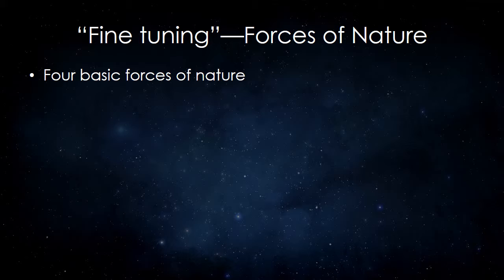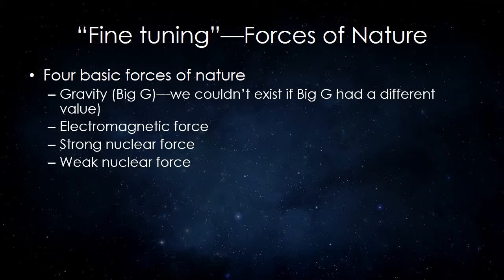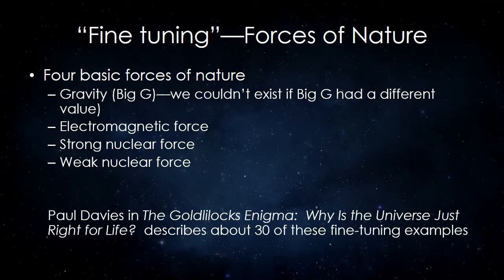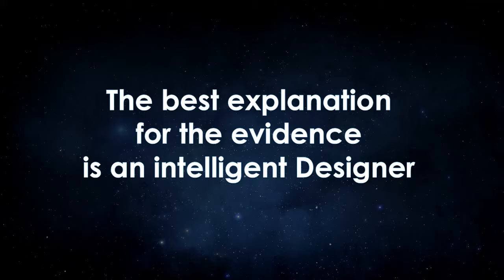Other fine-tuning examples include the four basic forces of nature: gravity, electromagnetic force, and the strong and weak nuclear forces. If any one of them was even slightly different, life would be impossible. Paul Davies in The Goldilocks Enigma talks about 30 of these fine-tuning examples. Given the evidence in living organisms as well as the evidence in the universe itself, many scientists have concluded that the best explanation is an intelligent designer.